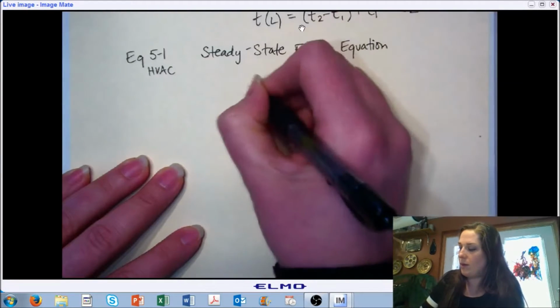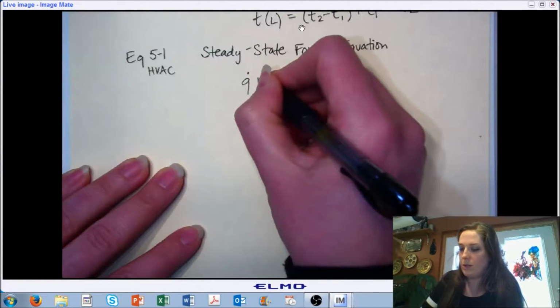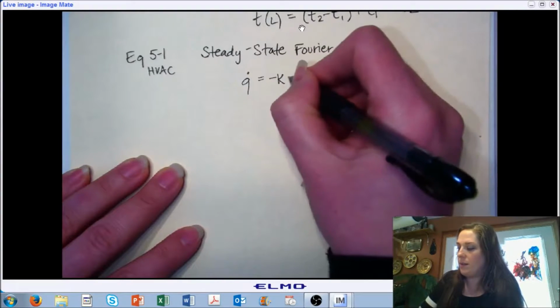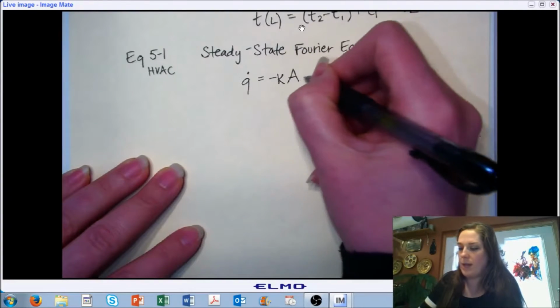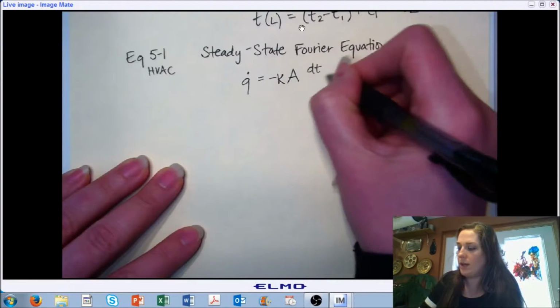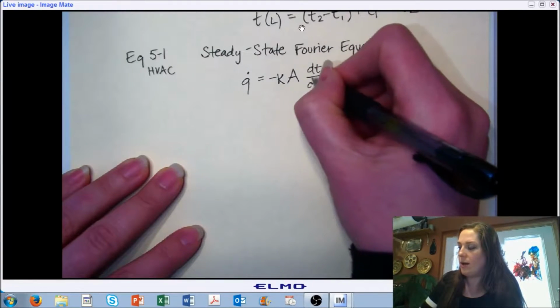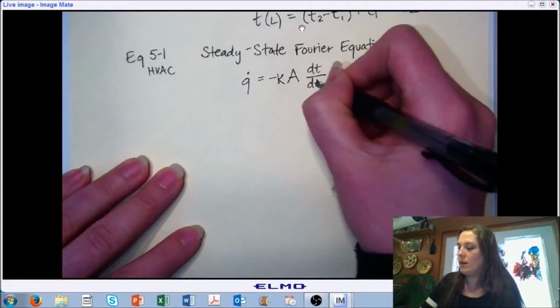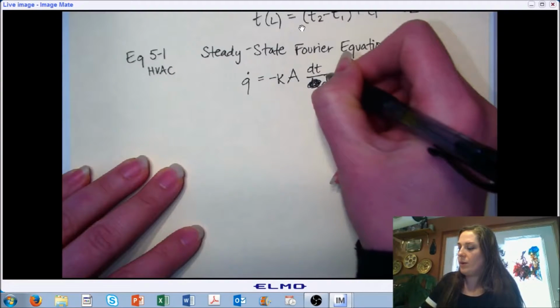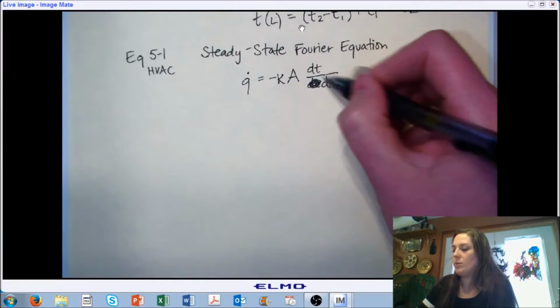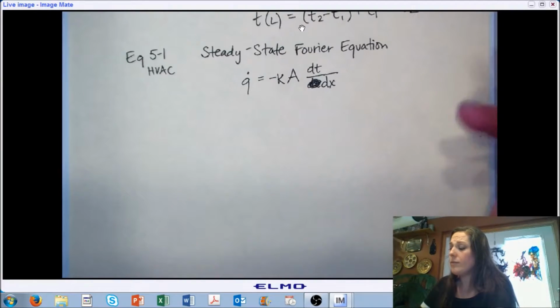So we're going to say q, which is our heat transfer, is minus k, our thermal conductivity, times A, the surface area through which the heat is traveling, and the partial derivative of our temperature profile with respect to x.